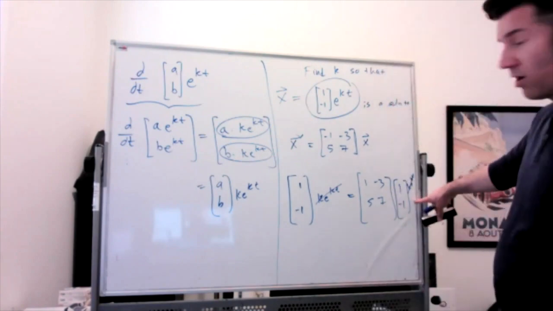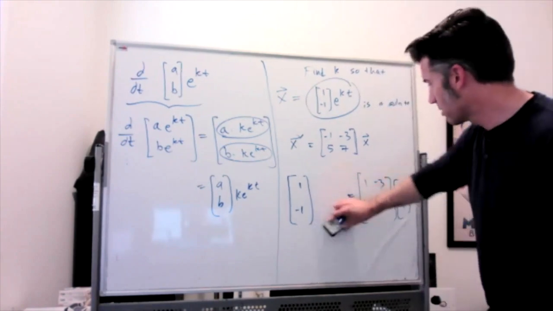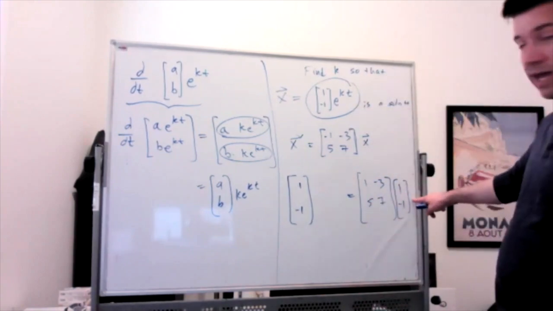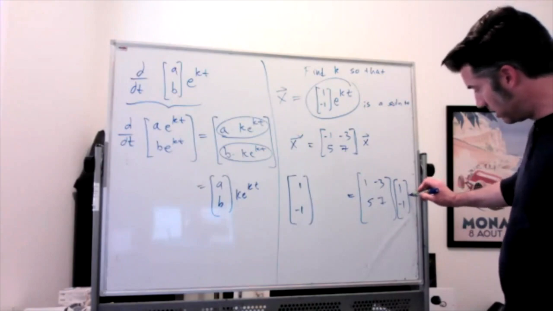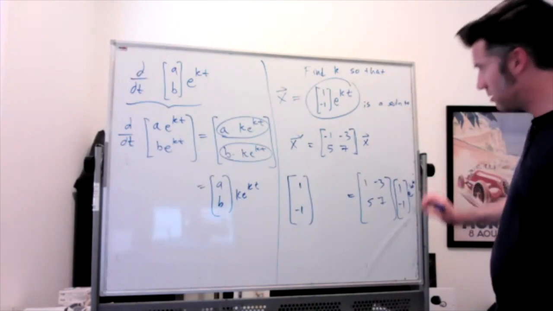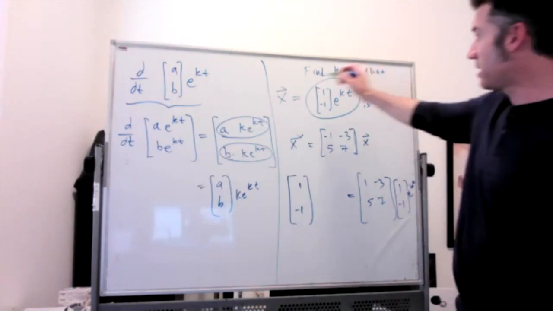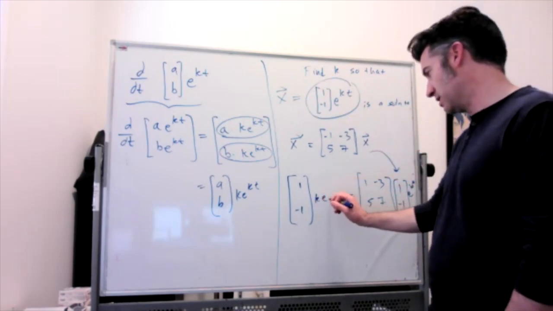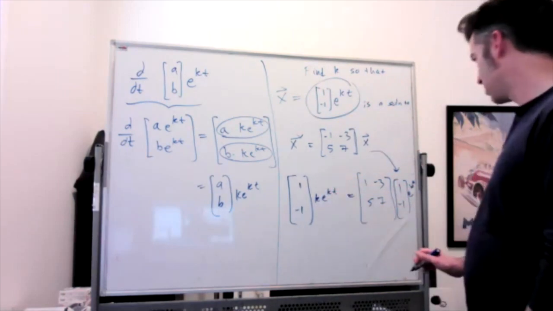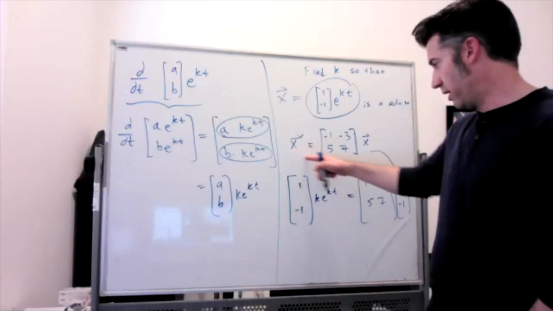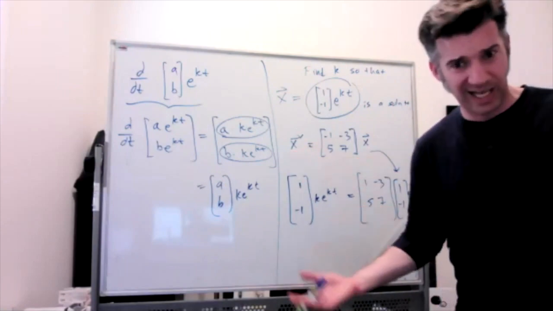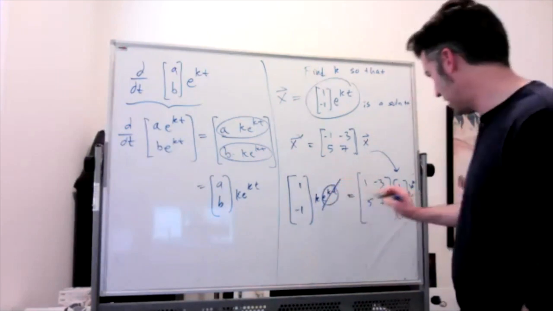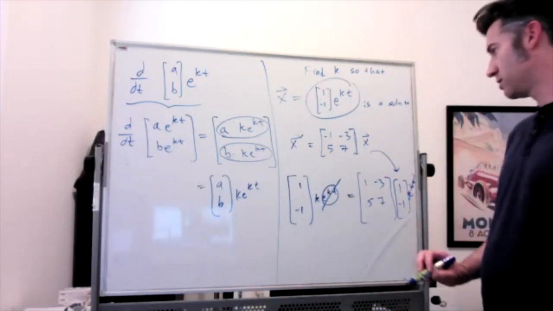There shouldn't be a k over here. Meaning this shouldn't be 1, negative 1 k to the kt. This should be 1, negative 1 e to the kt. Right? That's what our x is. And this should be k e to the kt, which is what our x prime is. So great, now I don't have to worry about canceling the k, which could have been 0. But I can definitely cancel the e to the kt on both sides.